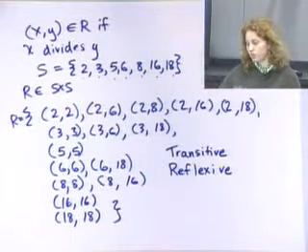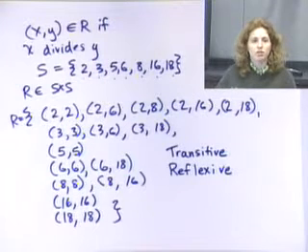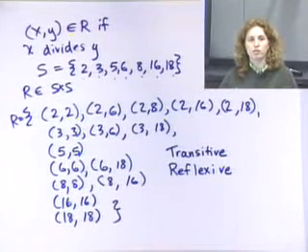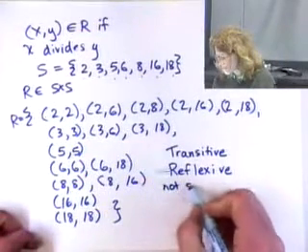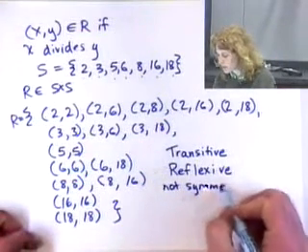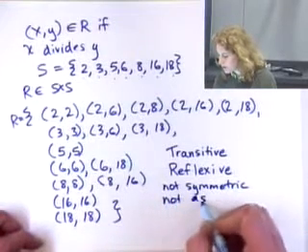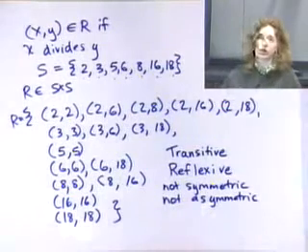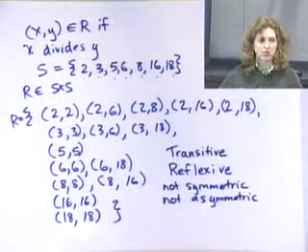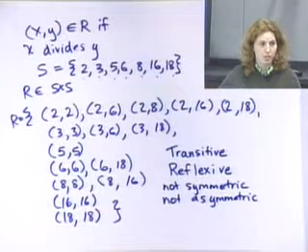So is it symmetric? Symmetric would be if 3 2 is in there, then 2 3 is in there. It's not symmetric. Is it asymmetric? Trick question. It's not asymmetric, because it has 2 2 in there, and 3 3, and 4 4, and 5 5. It has all of the reflexive points.